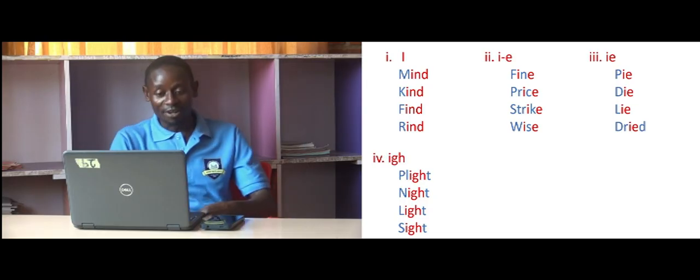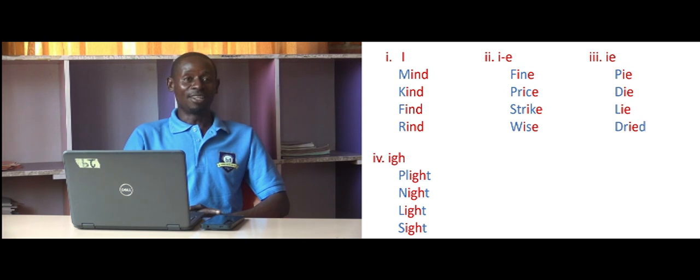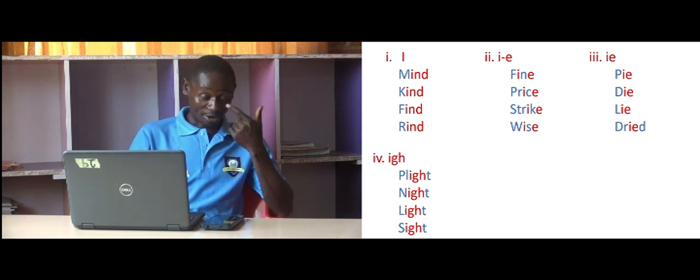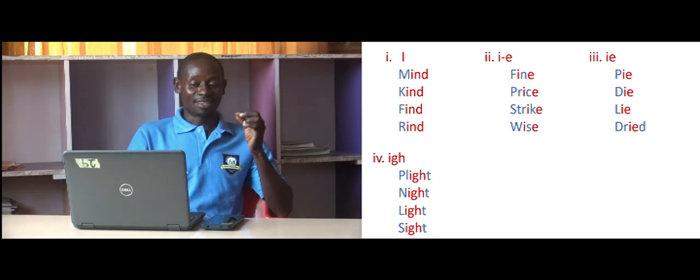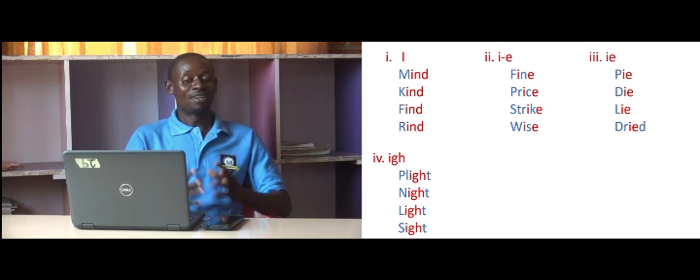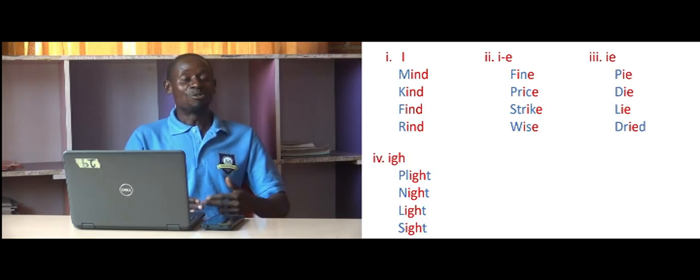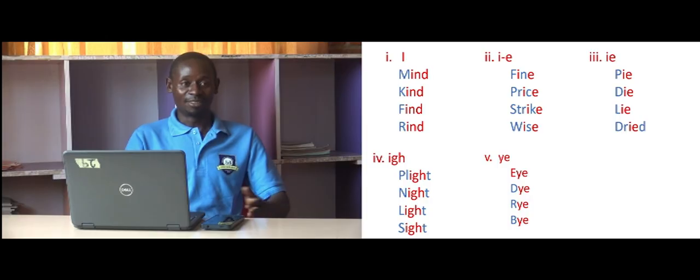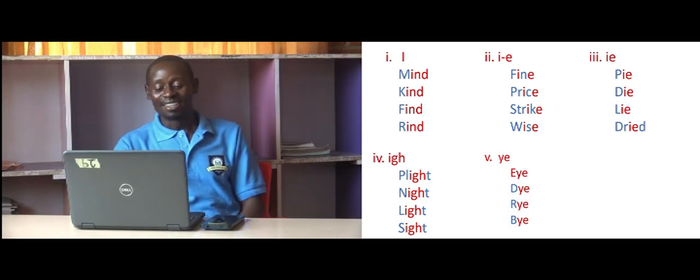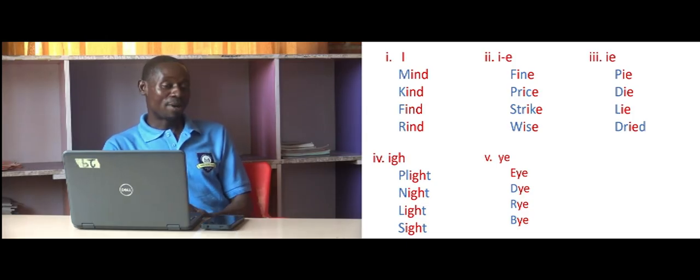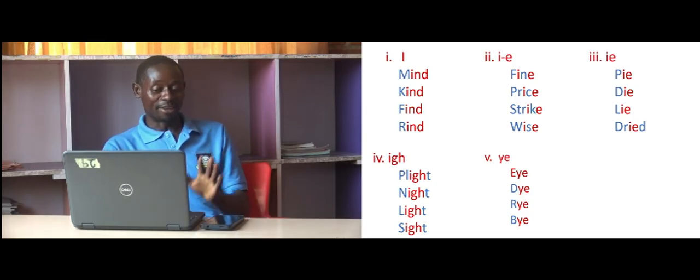We have another spelling pattern, and this one is letter Y followed by E. Remember, we talked about your eye, which takes the same sound as the diphthong we are talking about. Your eyes, right? We have also dye, rye, and buy. Of course, when you part ways with your friend, you say bye. Now let's continue. Another spelling pattern is simply letter Y.